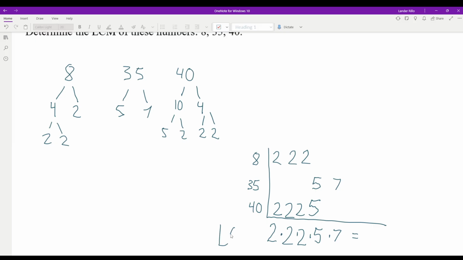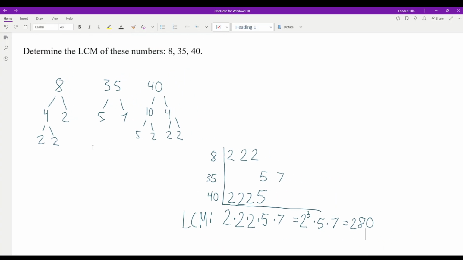So the LCM, or least common multiple, you can write it in the notation of exponents. So 2 to the power 3, 2 cubed, times 5 times 7. That should get you 280. That is your LCM, the least common multiple of these 3 numbers.